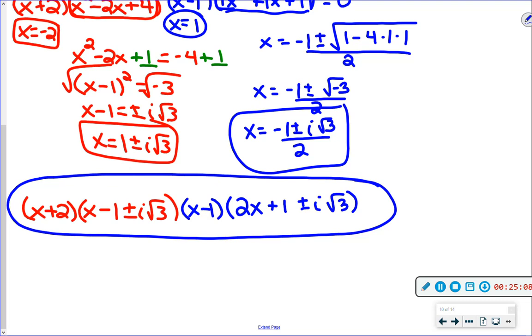I really have all 6 factors there. Just use the plus and minus. Hey, if you want to try to FOIL it all out and make sure you get the original problem back, hey, go for it.